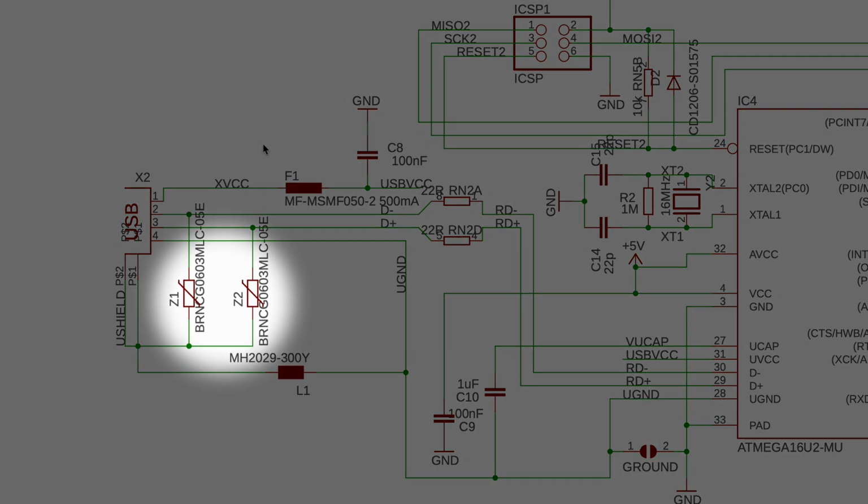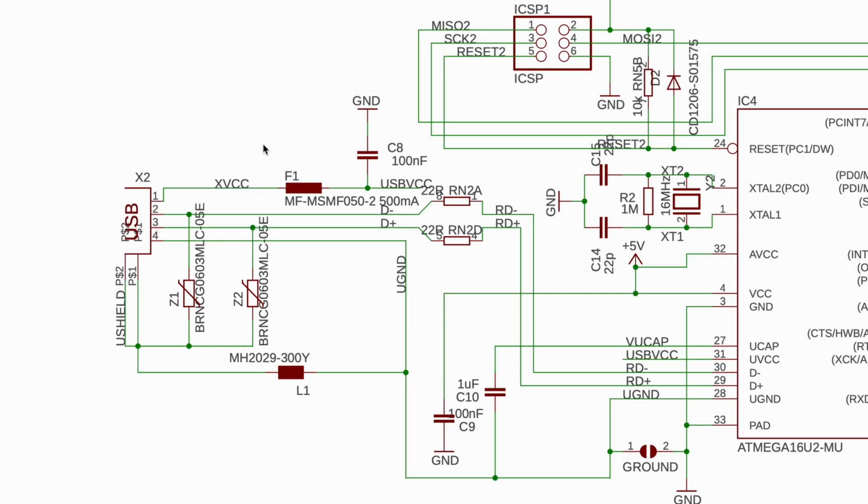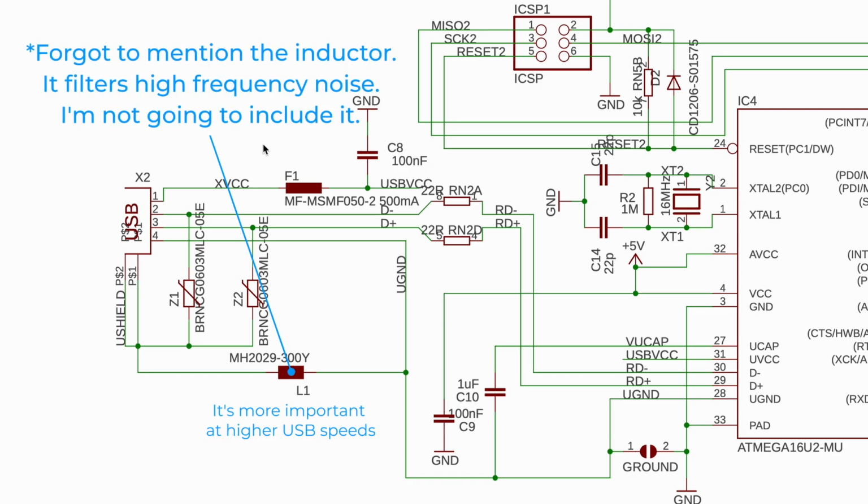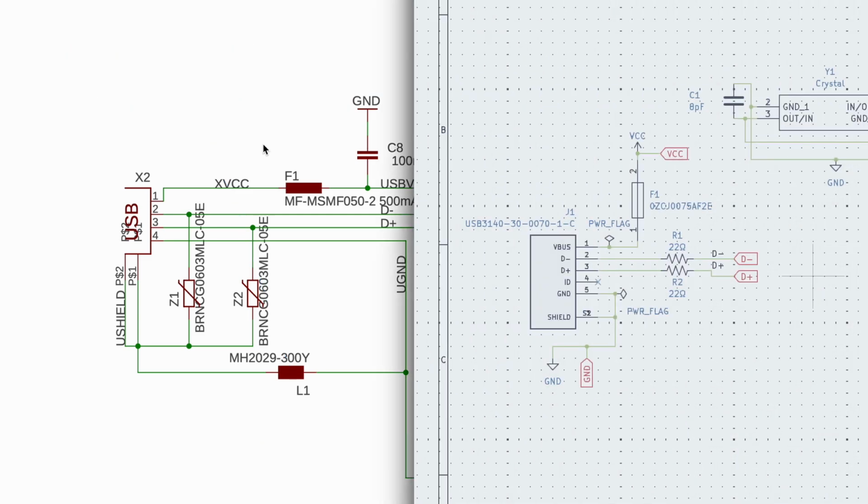Next, we have Zener diodes, which connect each line to ground. These diodes protect against high voltage spikes from static electricity by directing it to the ground. This helps prevent damage to the circuit and the USB host as well. Now, this is a simple and effective method for keeping our circuit safe from static electricity, but I'm going to leave them off of my design for two reasons.